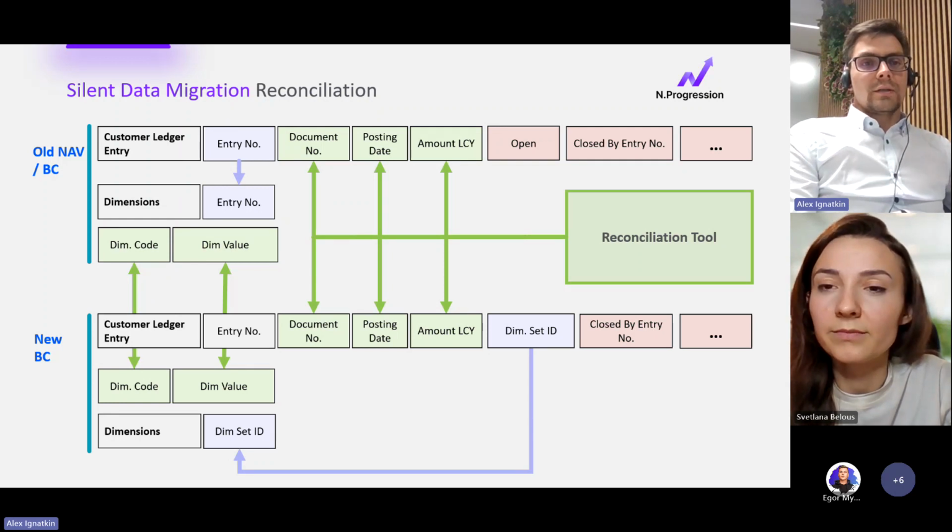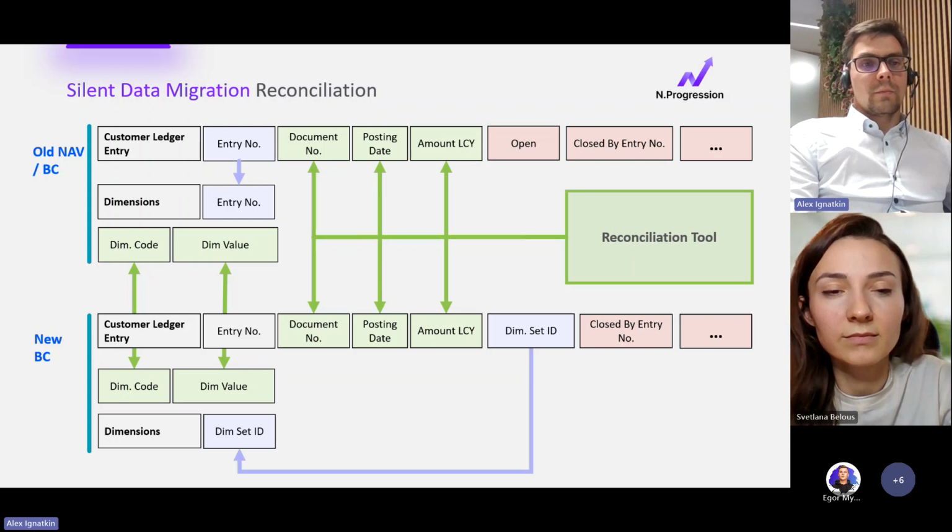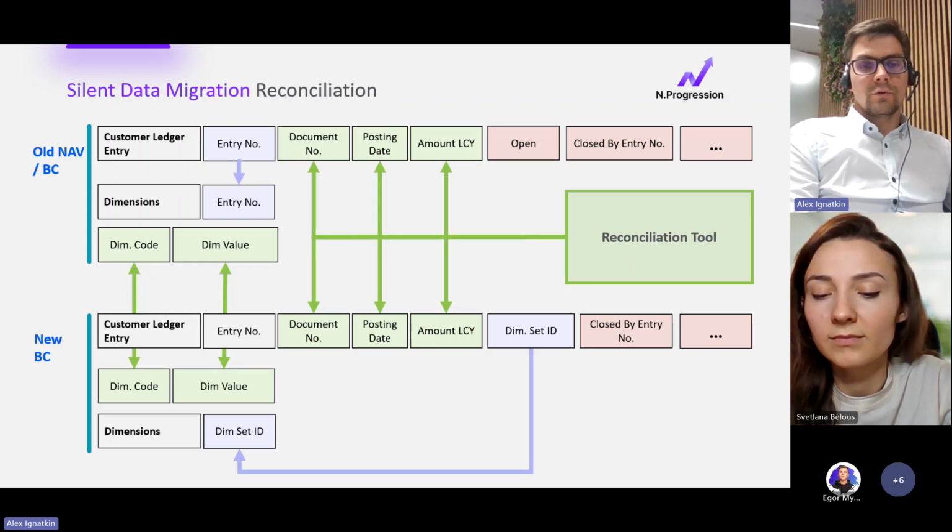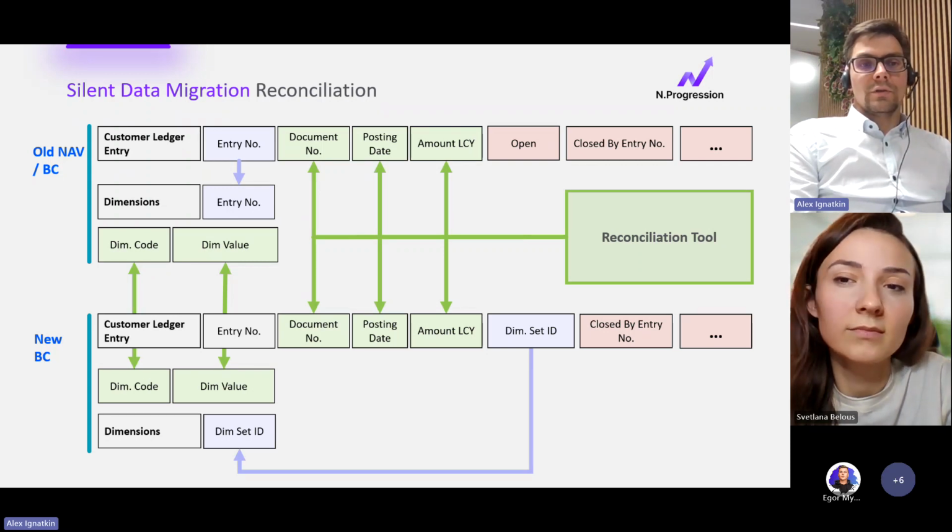But we know that in the old system and in the new one, dimensions have a different structure, and in the old system you need to know the entry number to find all related dimensions, but in the new system you need to know the dimension set ID to find all related dimensions.